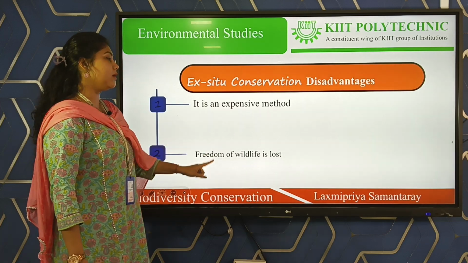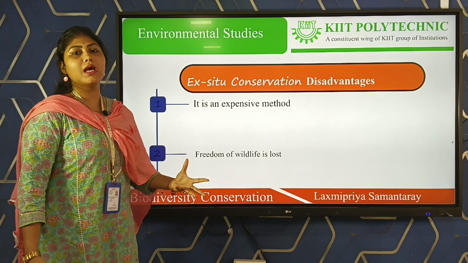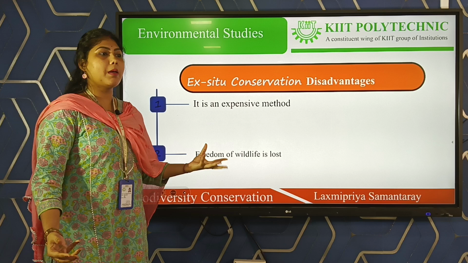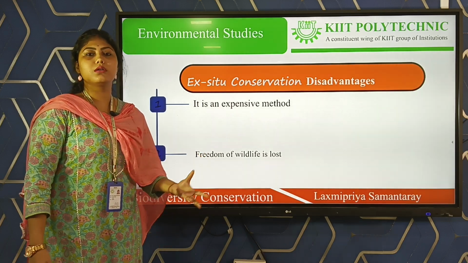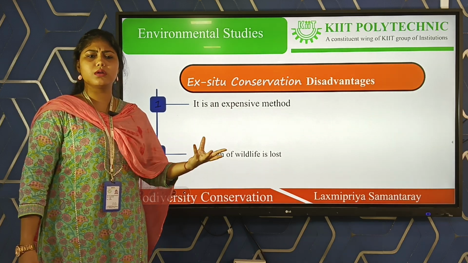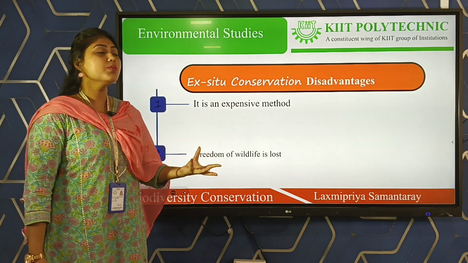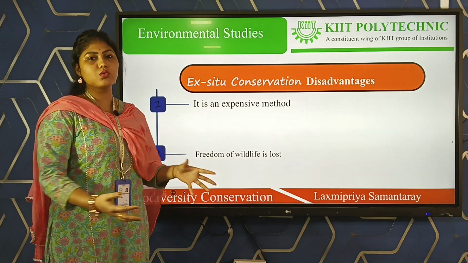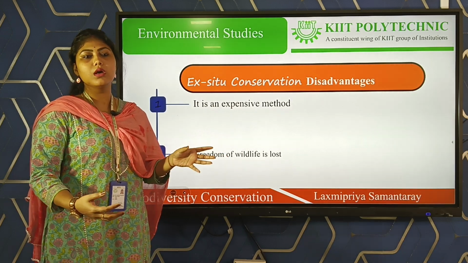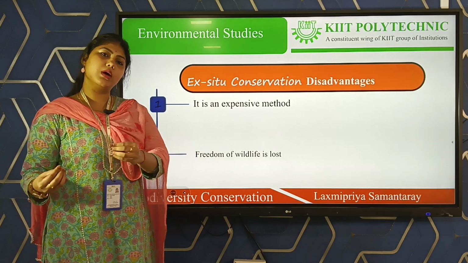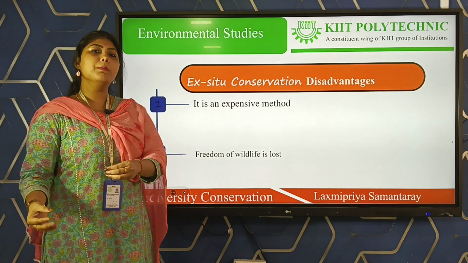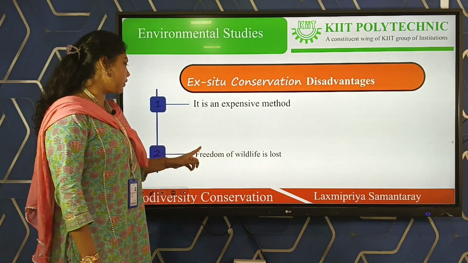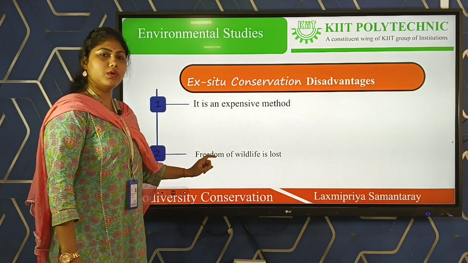And freedom of wildlife is lost. Yes, if we say Amazon is a big place, in Amazon there are so many animals and species, everything is present over there. But if we take them from one place to another place, we may see how much proper care we have taken, but that environment can't be this environment. So for that, freedom of wildlife will be lost.